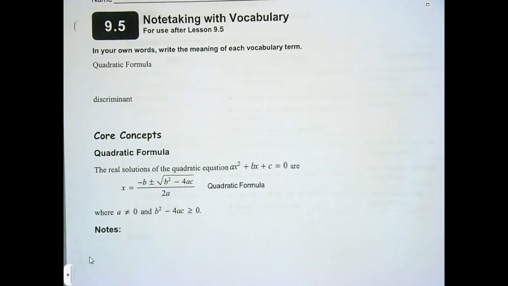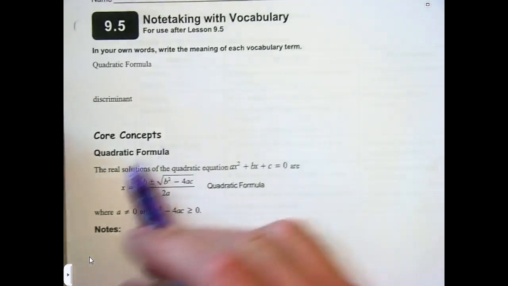Page 298 of your student journal is 9.5, quadratic formula. You also see a term up there called the discriminant. We'll see what that has to do with the quadratic formula. If you have never had experience with the quadratic formula, it is listed right here.